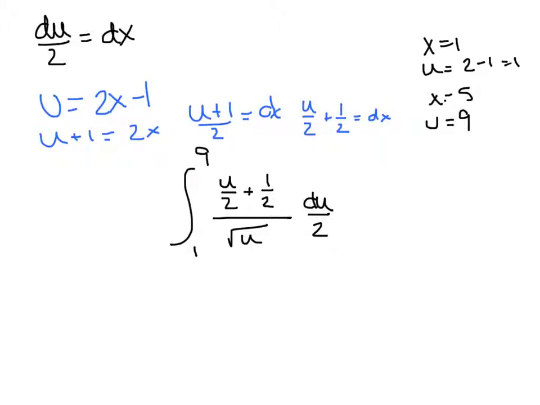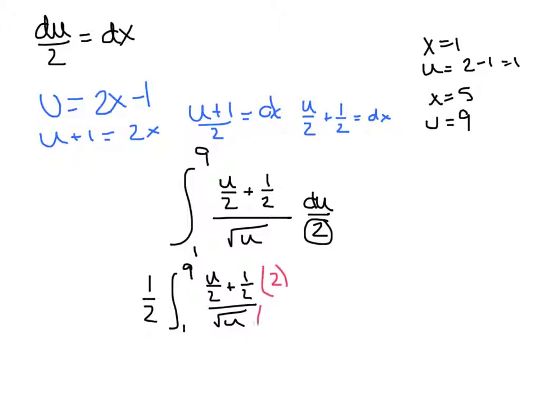Okay, now, let's clean this puppy up. This 2 on the bottom is really like multiplying by a half. So I'm going to pull out the 1/2, and I've got from 1 to 9 of u over 2 plus 1 over 2 square root of u. All right, and that's just a little complex fraction. I can multiply both the top and bottom by 2. So I get 1/2 the integral 1 to 9. When I multiply the top by 2, I get u plus 1 all over 2 radical u du.